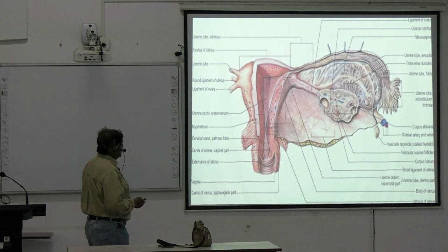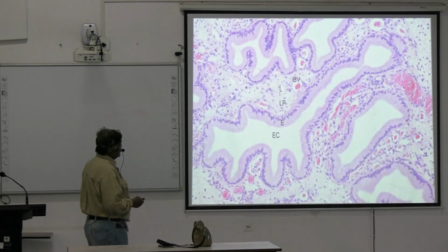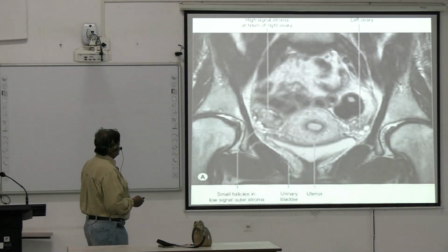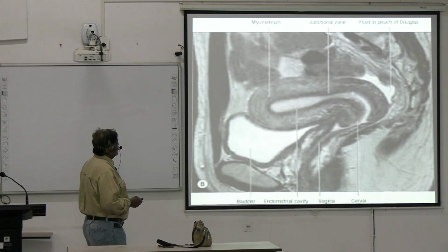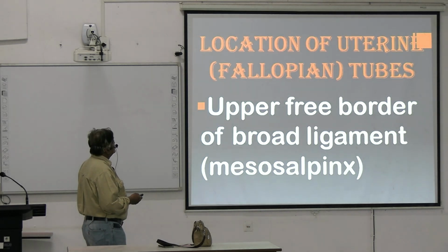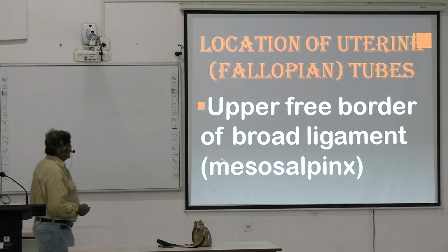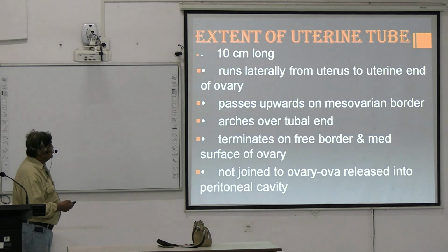This is a picture from the Netter's Atlas. These histological features are endometrium. This is the MRI of the pelvis. Here's the MRI of the uterus. Now, location of uterine fallopian tubes, upper free border of the broad ligament, mesosalpinx.